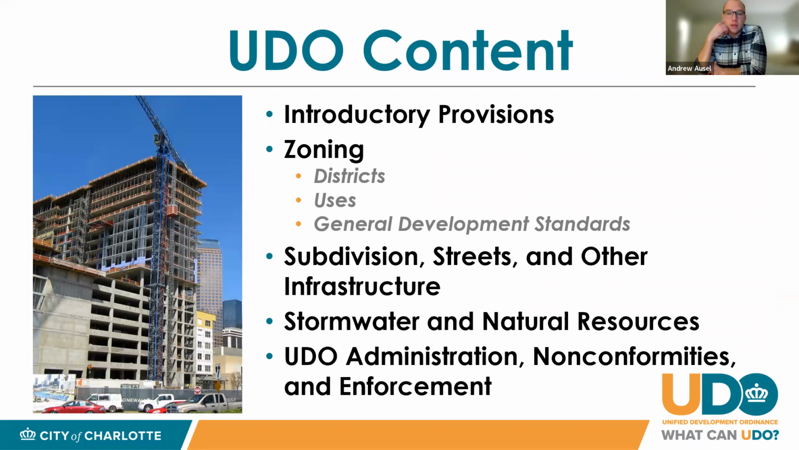In terms of the UDO content, we always like to run through the fact that the UDO has provisions for zoning, which are your land uses and your development standards. We have standards for subdivision, streets, and infrastructure. And then really where you're going to find all the articles that we'll talk about tonight is in the stormwater and natural resources section of the UDO. That includes mostly stormwater articles, but it also includes our tree protection article. The final section of the UDO is on administration and enforcement, and that's where we talk about the process and variances and how folks can appeal rules or decisions in the development process.